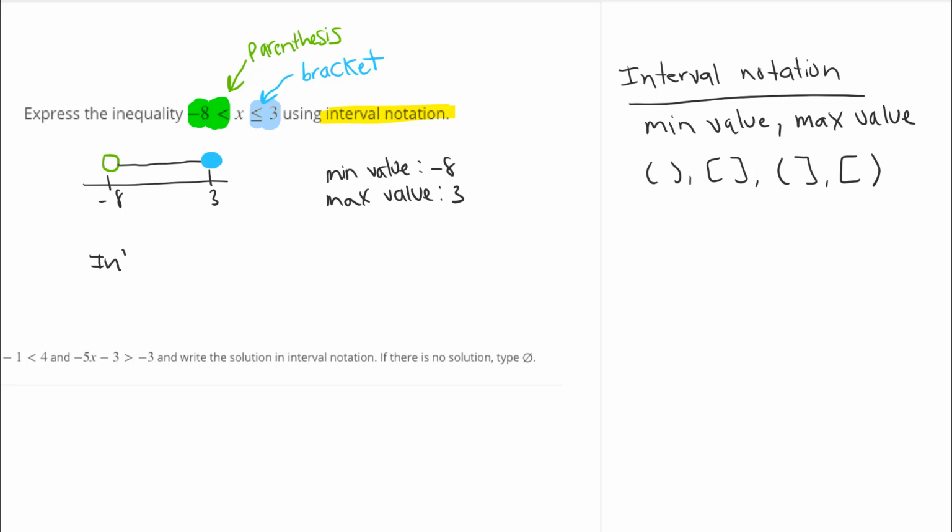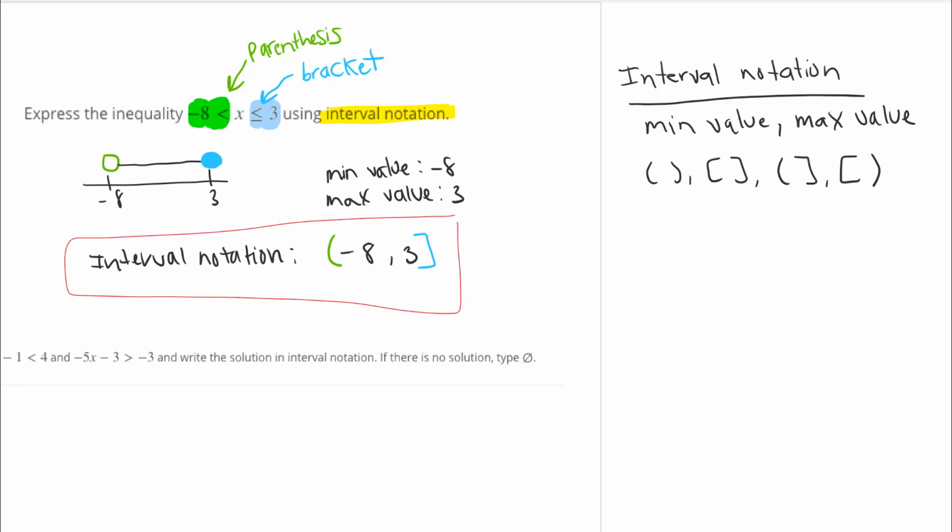So if I'm looking to write my interval notation, I have -8 and 3. And because I have -8 and the inequality tells me I'm going to be using a parenthesis, versus that 3, the inequality is telling me to use a bracket. So then that would be my answer in interval notation.